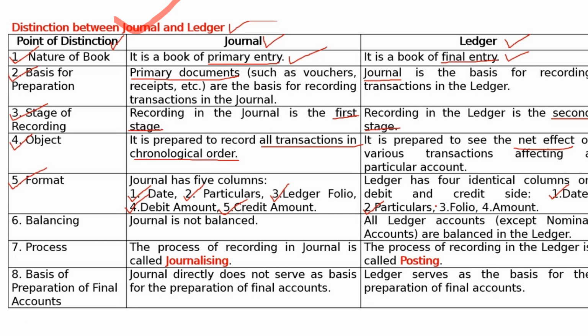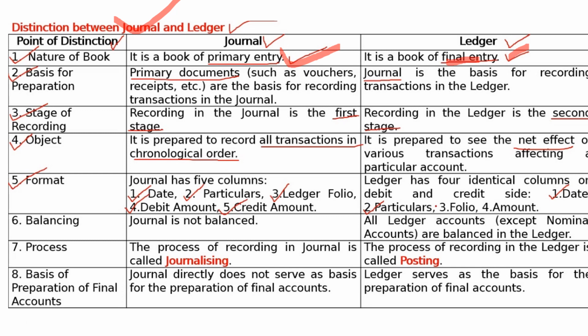Okay. So I've already discussed that journal is a book of primary entry, ledger is a book of final entry, because first and foremost the transactions are recorded in journal, and uske baad they are recorded in the ledger. So it is a book of final entry. It is also called the book of principal accounts, because it is a principal book, because ultimately from the ledgers only the trial balance, balance sheet and other financial statements will be prepared. So without the ledger it is not possible to prepare the financial statements.